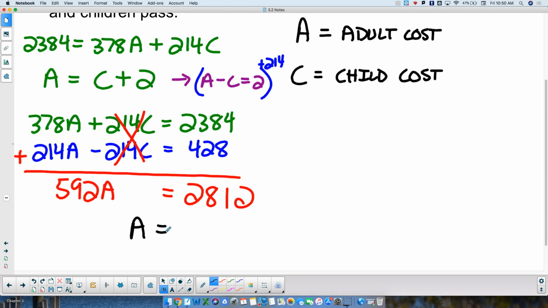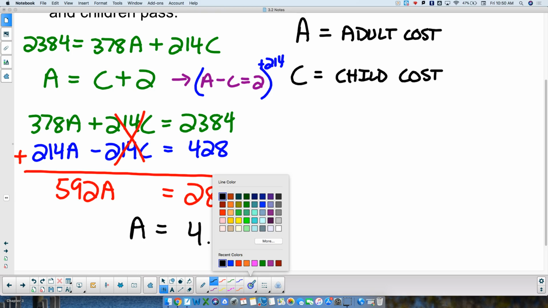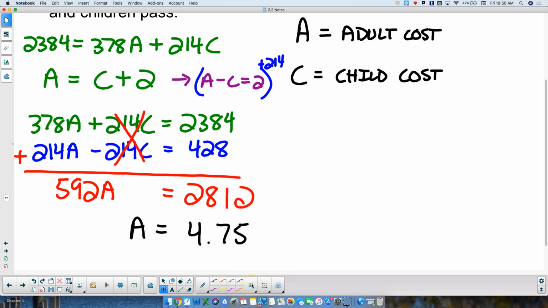4.75, because we're talking money here now. If we were talking regular numbers, then we'd keep it in fraction form. But because we're talking money, we're going to put it in decimal form. So that is what our suspected adult cost is. What then would be our child cost? Because it costs $2 more for an adult, we can do that one in our head.